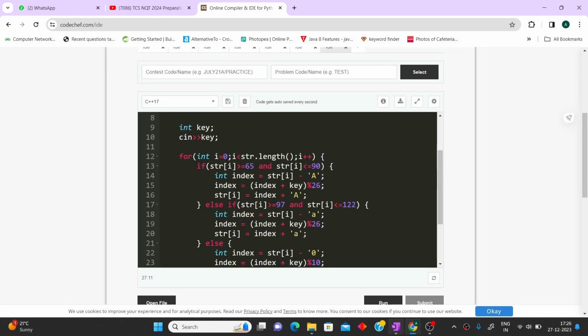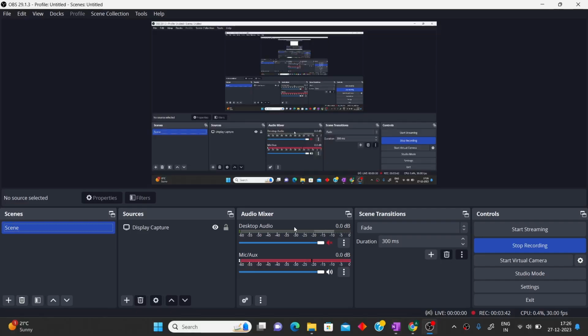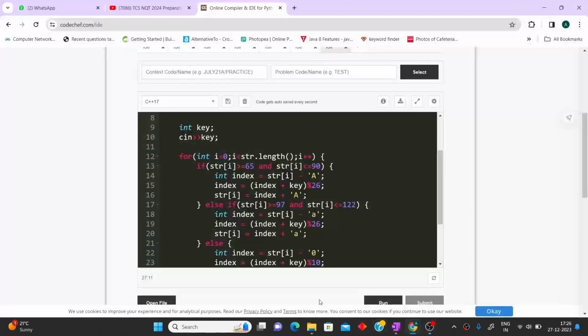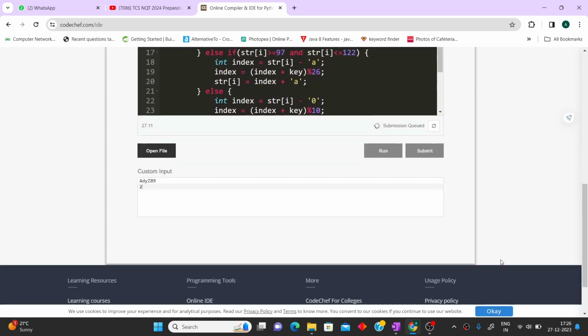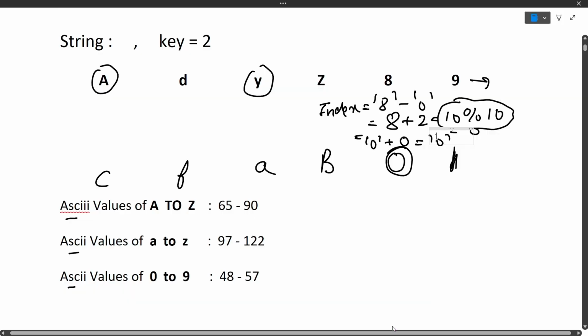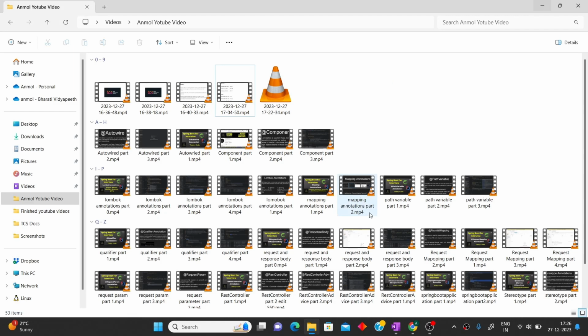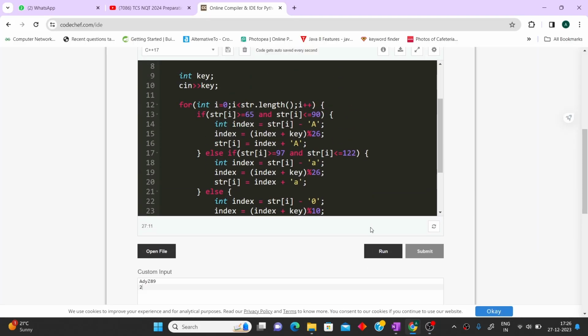Let's run it with the sample input that we were given here. ADYZ89, and key was 2. Okay, let's see if it runs successfully or not. Ideally it should run. Okay, so it is CFAB01, and what was our expected output? CFAB01. So it is performing very well. The code that we have written will pass all the test cases that will be given to you.